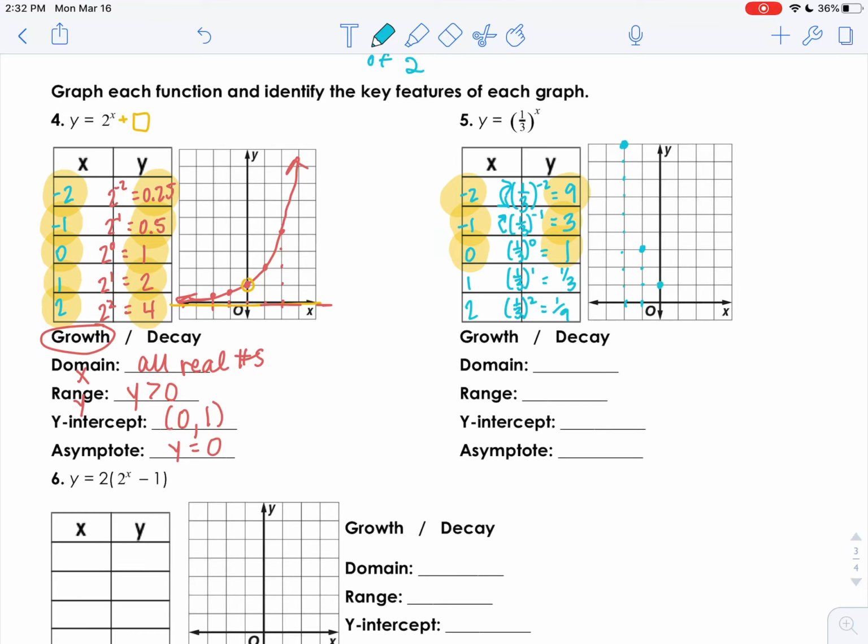Then I have the point 0, 1. So at 0, 1. And then I have the point 1, 1/3. So at 1, I'm going to go up 1/3 of the way. And then I have 2, 1/9. So that is going to be just barely above. So we can see that this comes down really, really fast, and then it levels off.